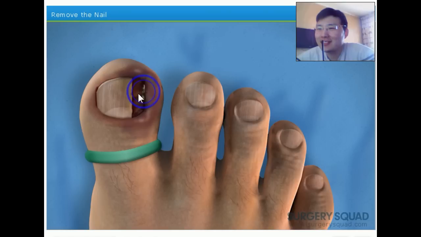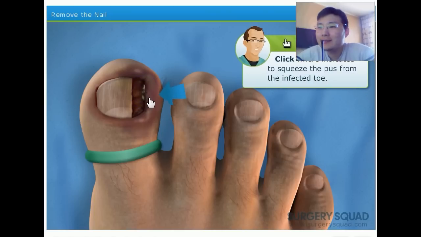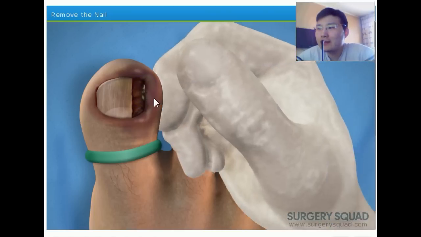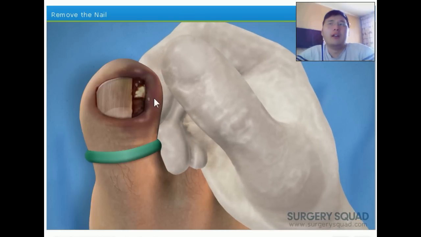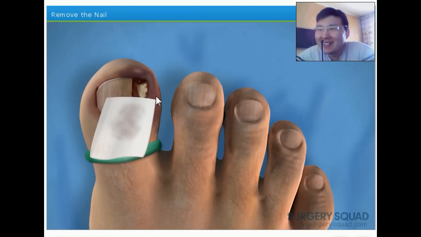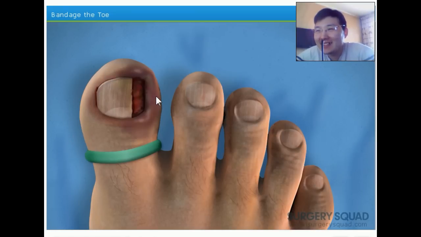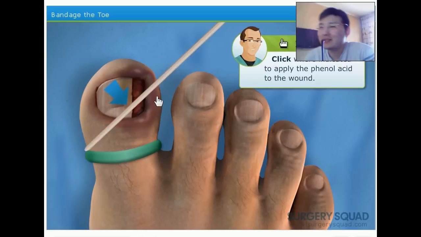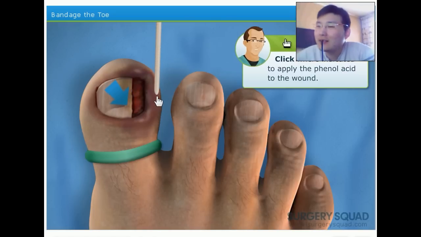See that small bit of pale yellow substance right there? It looks like the patient has a bit of infection in the toe. Firmly squeeze the edge of the toe to get as much of that infection out as you can. That toe is starting to look much better, but we're not done yet. Next, we're going to apply some phenyl acid to the wound. This will help ensure that the problem of ingrowth will not reoccur in this toe.